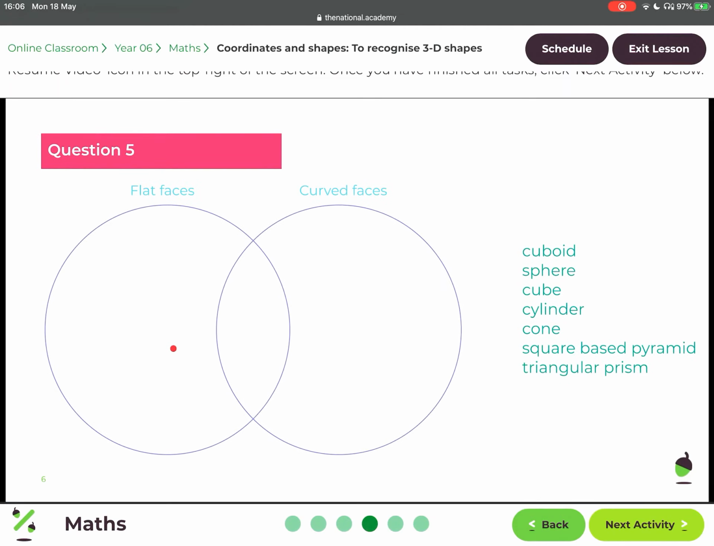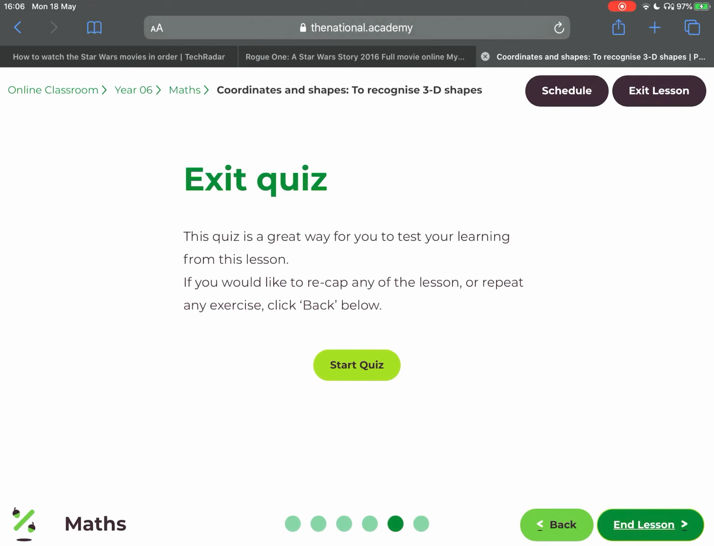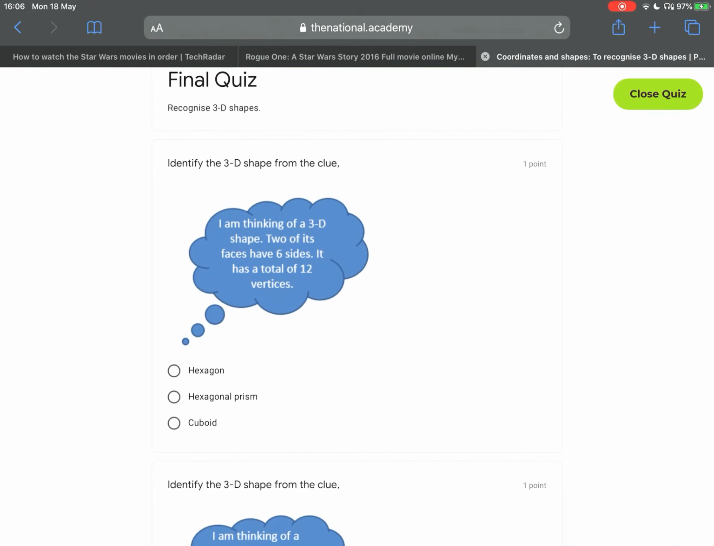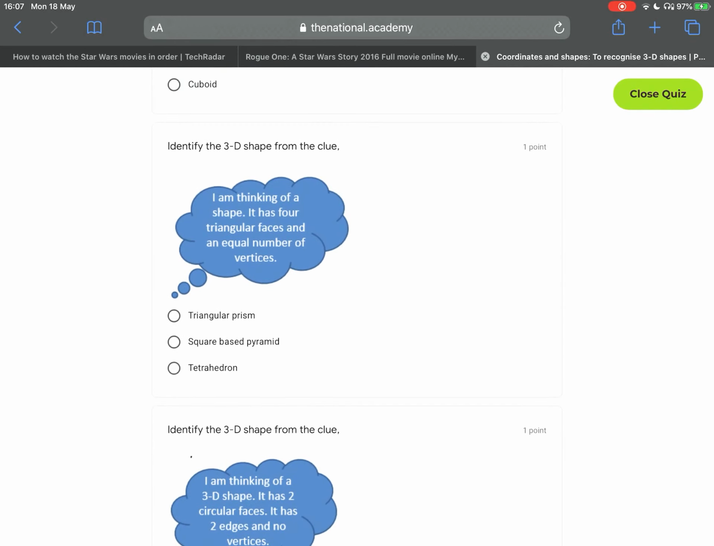After that, you would go and mark it. After you've marked it, you would have your exit quiz here. Identify the 3D shape from the clue. I'm thinking of a 3D shape. Two of its faces have 6 sides. It has a total of 12 vertices. So, that would be a hexagonal prism.